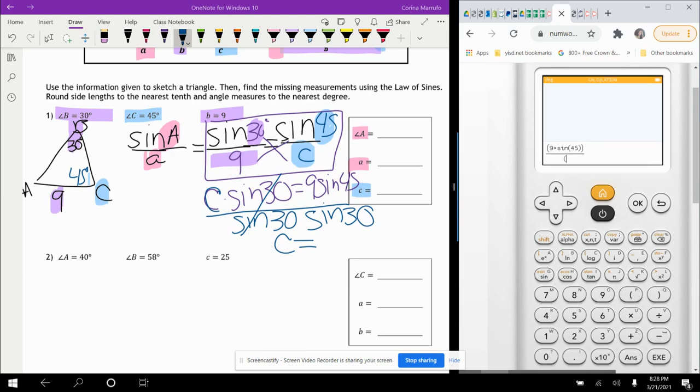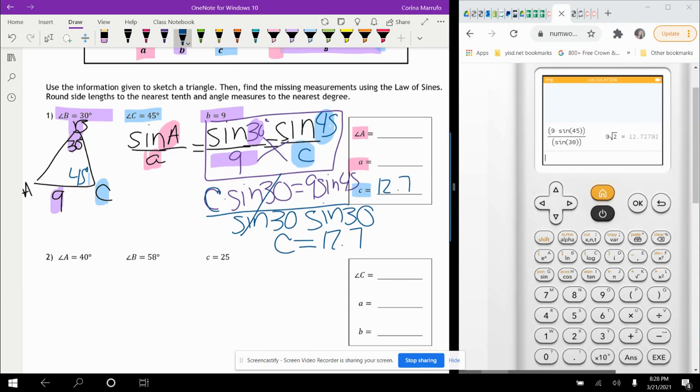And then on the bottom of the fraction, we're going to do sine of 30. Oh, whoops, let me delete one of those. I'm going to go ahead and hit enter. That gives me 9 times the square root of 2. I like how it gave me a square root, but it gives me 12.72. So remember this one, they do want us to round to the nearest tenth. So I'm going to put 12.7. Okay.